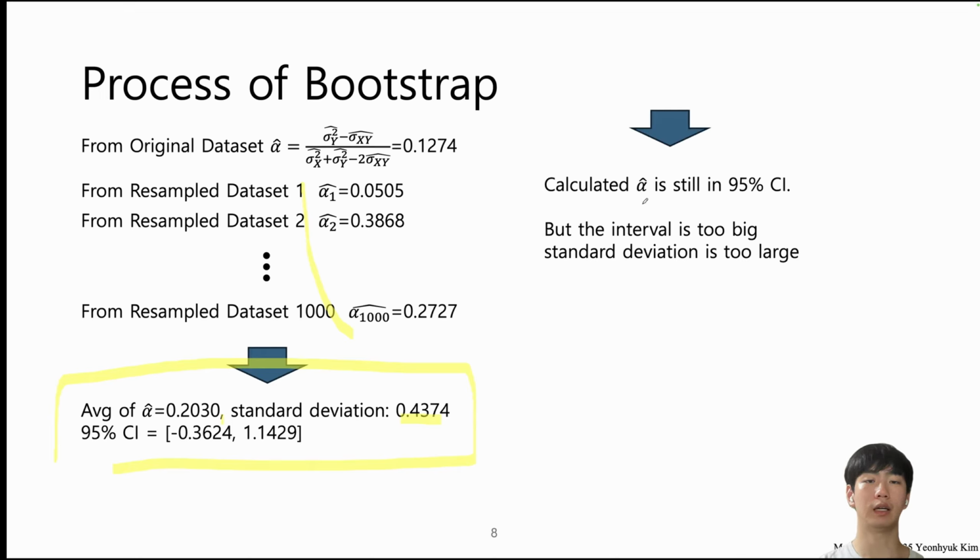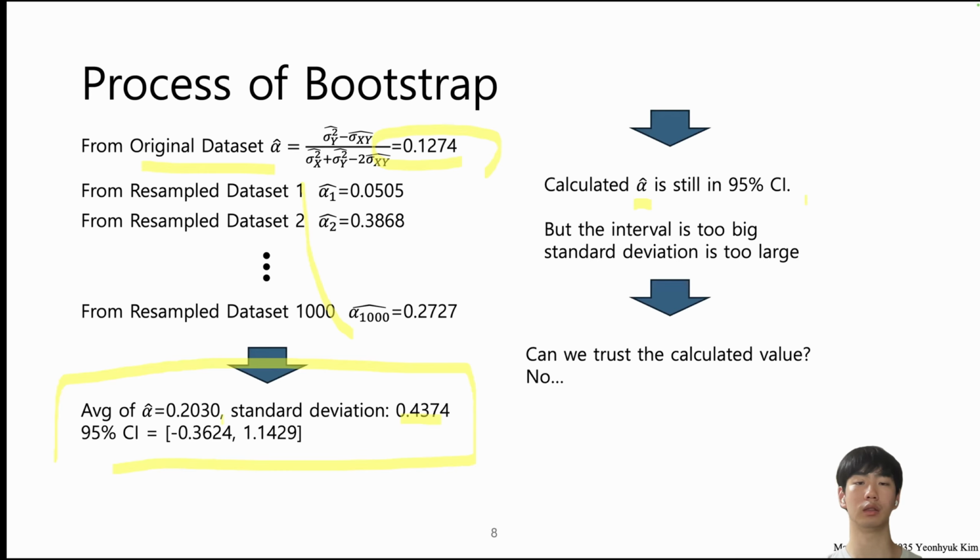The calculated alpha hat, which was from the original dataset, is still in the 95% CI, but the confidence interval and the standard deviation are too large. That means if real new data comes in, the alpha might change a lot, and the calculated alpha might not work for the unseen data.